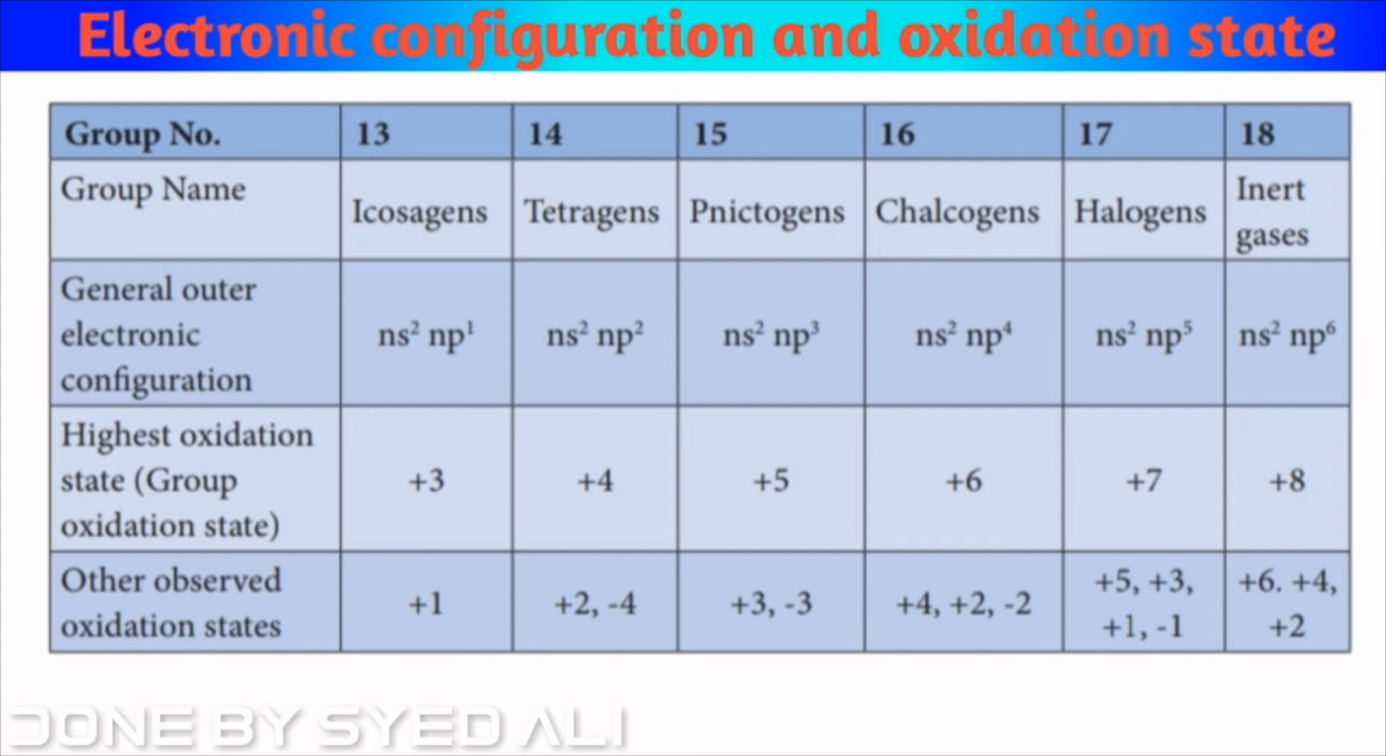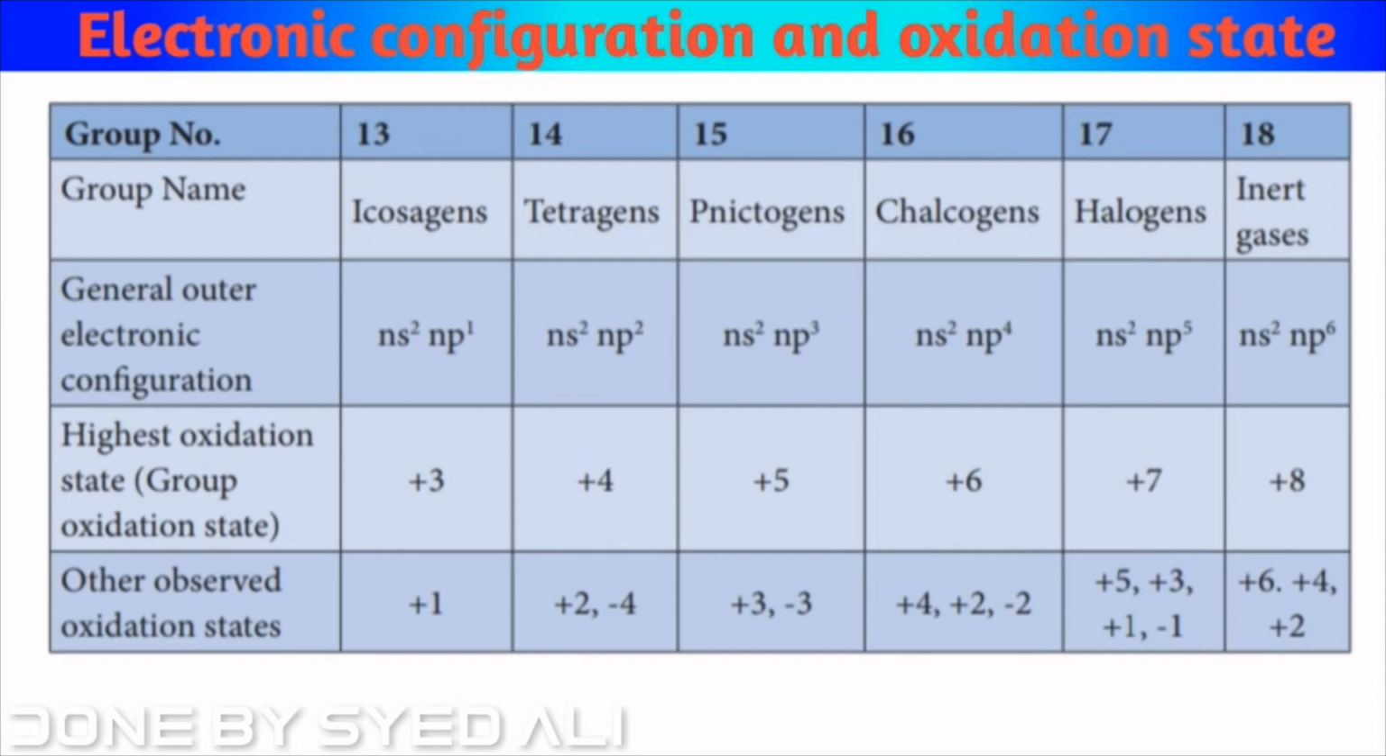General outer electronic configuration is ns2np1 for the 13th group, ns2np2 for the 14th group, ns2np3 for pnictogens, that is group number 15, ns2np4 for group 16, ns2np5 for group number 17, and ns2np6 for inert gases or noble gases.